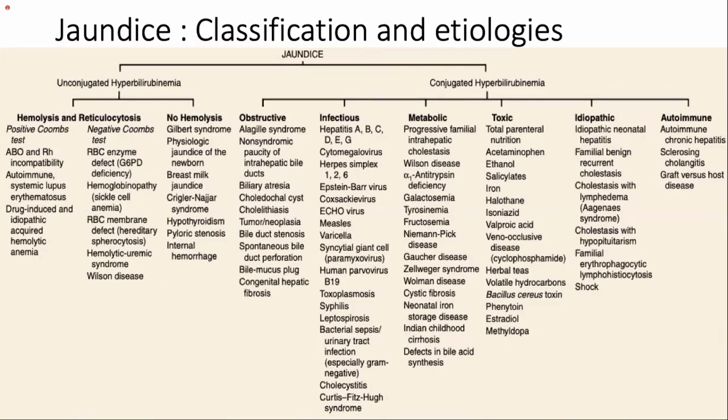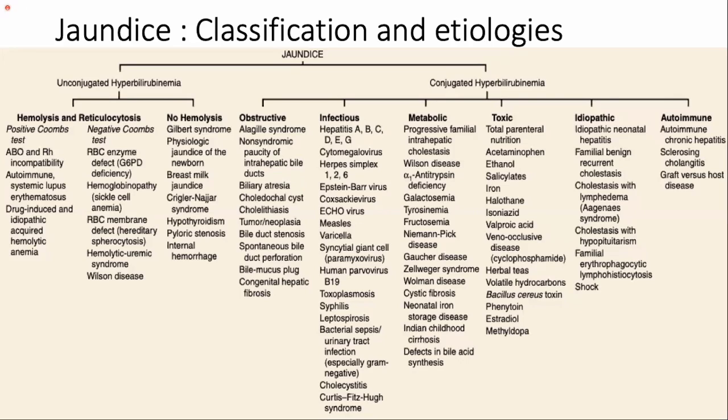Now, having said that, we're going to move into the classification of jaundice. We can divide jaundice into unconjugated hyperbilirubinemia and conjugated hyperbilirubinemia. The unconjugated type occurs at the prehepatic and hepatic level, whereas the conjugated type occurs post-hepatic. This is the table taken from Nelson Essential. It's a very exhaustive list, but we can generally divide it into this classification to ease us in memorization later on.